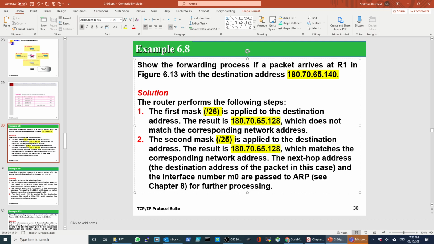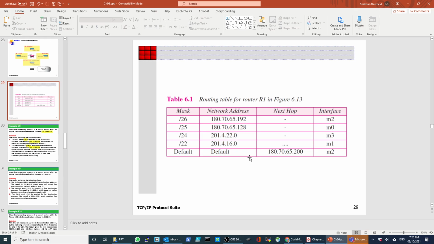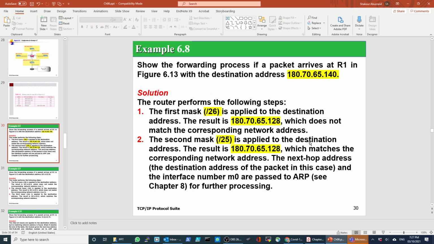Now, this matches, when you take a look in here, so there's a problem in the problem. So it matches this one. 25 matches this one. Then you know the destination has to go through what? M0. So which matches the corresponding network? The next hop will be M0, which is in here. Then you try to get the ARP for the M0 and you forward it there. It should be a different number.